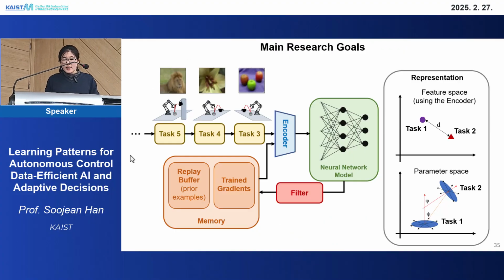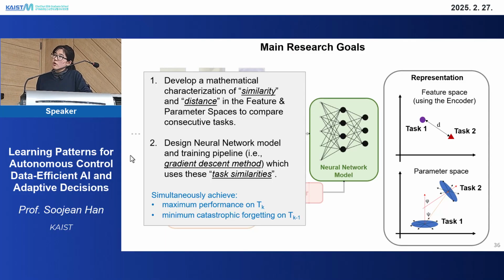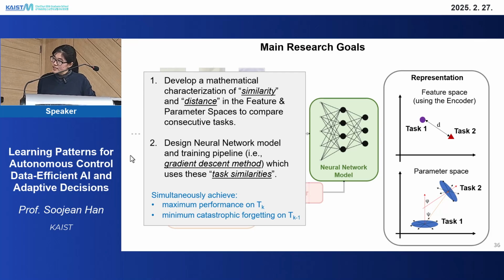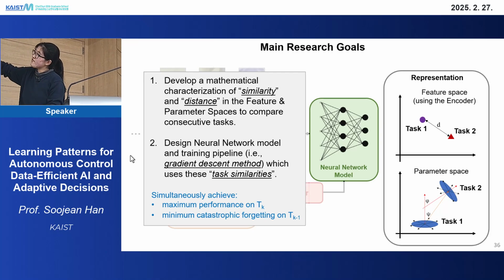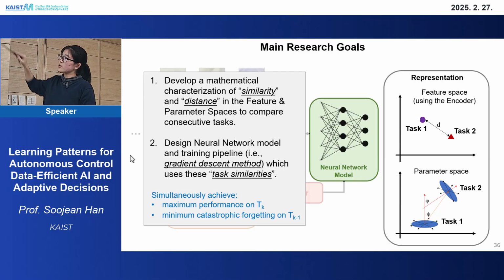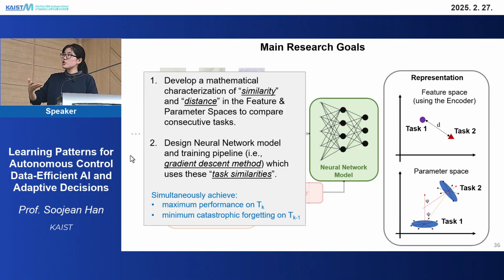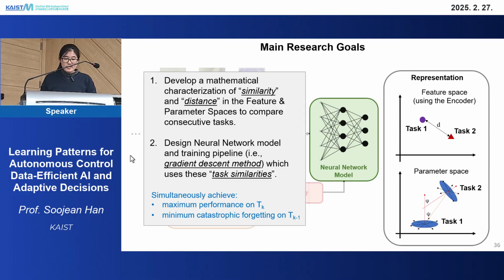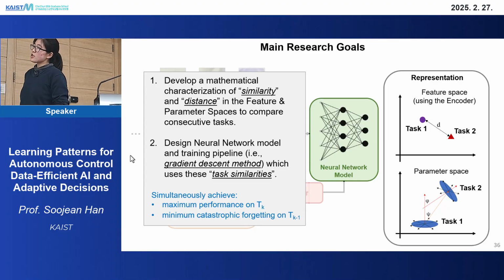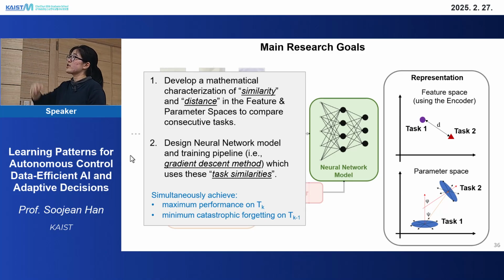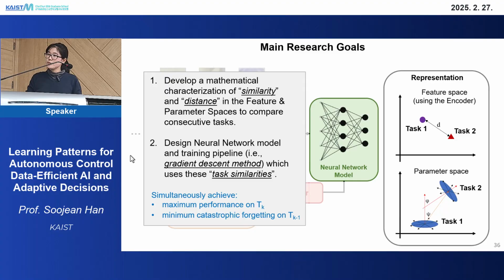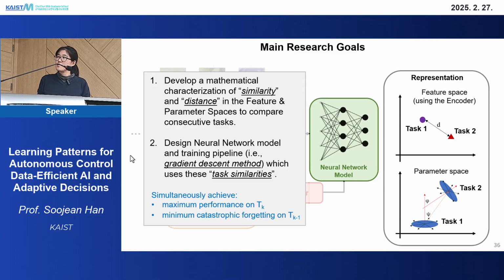Okay, so here's just the combined diagram that we've seen before. What's the overall goal? Well, there are two of them for us. First, we want to develop a mathematical characterization of similarity and distance in both the feature space and the parameter space, just because we want to compare how different two consecutive tasks are, because that might give us a sense of how much catastrophic forgetting might occur. And the second one is to actually design an appropriate neural network model and training pipeline, i.e. gradient descent, so that it uses the task similarity metrics that we put forth in point 1. Okay, and of course, we always want to simultaneously achieve maximum performance on the current task, and minimize catastrophic forgetting on past tasks.